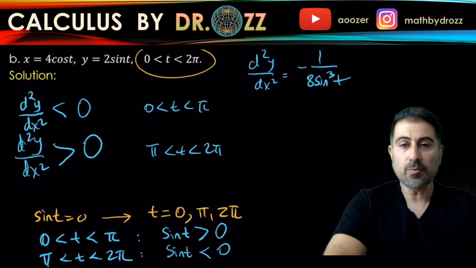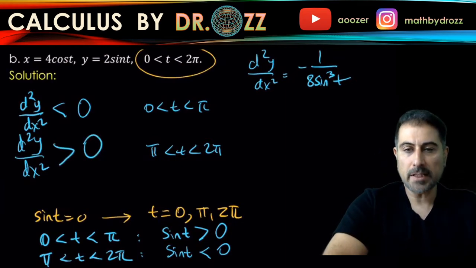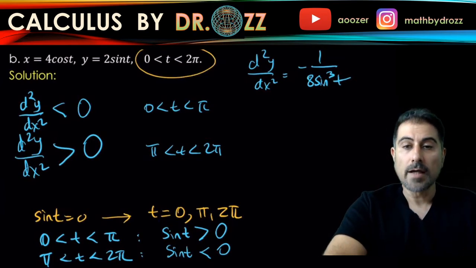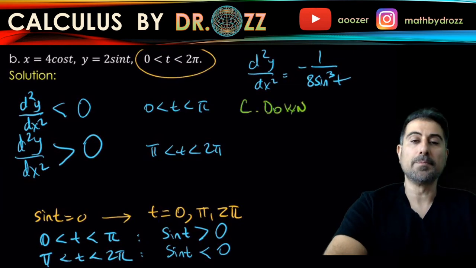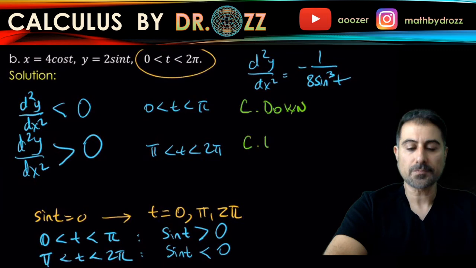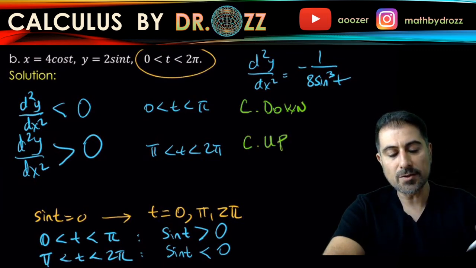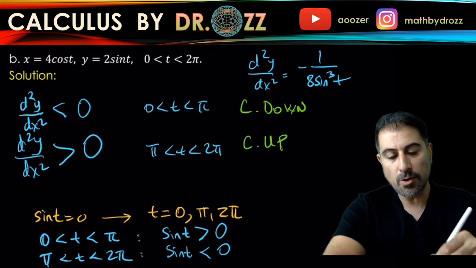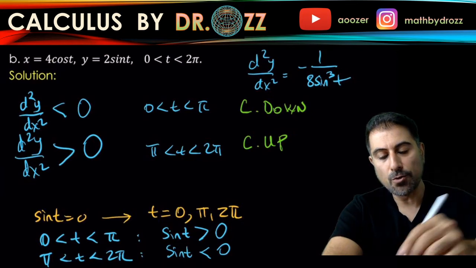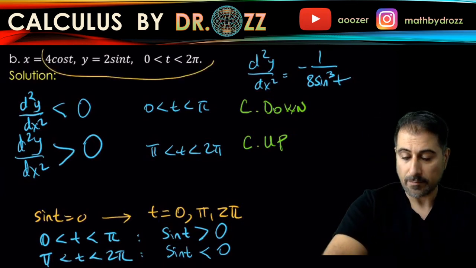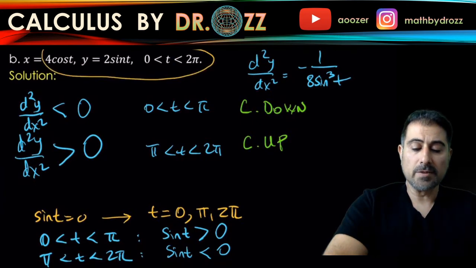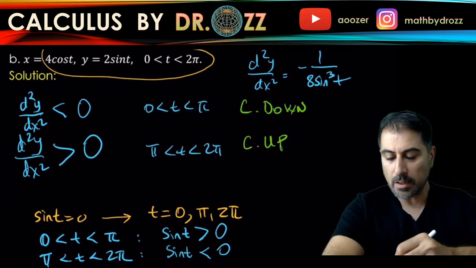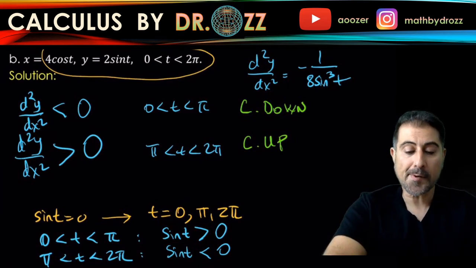We know from Calc 1 that if the sign of d squared y over dx squared is negative, then you have concave down, and if it's positive, you have concave up. So what I want to do now is observe that from the graph of the equation. Please graph 4 cosine t and 2 sine t for x and y, respectively, for the interval 0 to 2 pi. You should probably get a good ellipse like this.